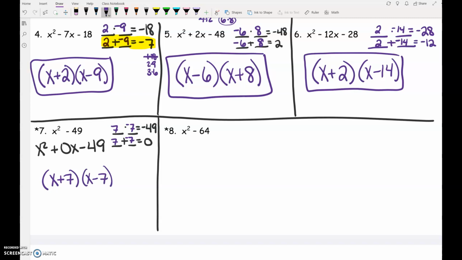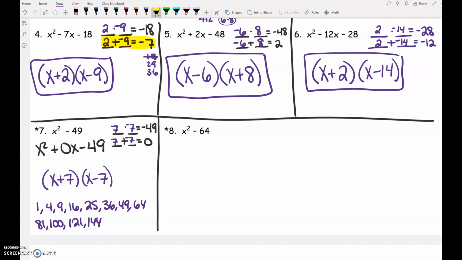Now, here's the cool thing about this. This is a special pattern called the difference of two squares. If you're at all familiar with your perfect squares, 1 times 1 is 1, 2 times 2 is 4, 3 times 3 is 9, etc. 64, that's 8, 81, 100, 121, 144, etc.